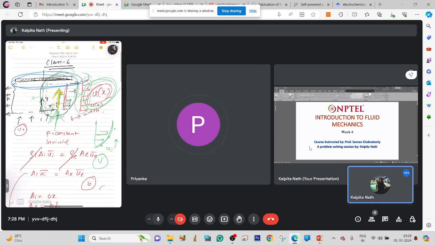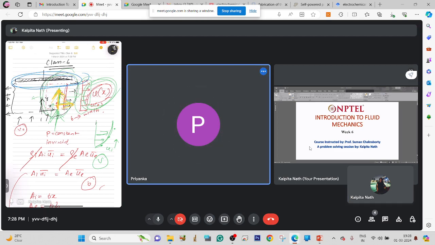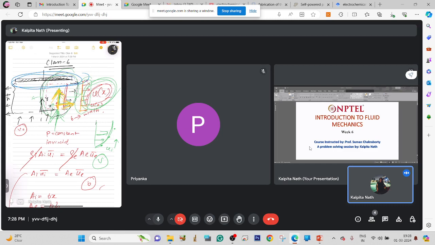What will be moving in this direction, that we are considering as v, and whatever moving in the horizontal direction, that we are considering as u. Understood? Okay. u is not varying with y, because here the velocity profile is given as uniform.